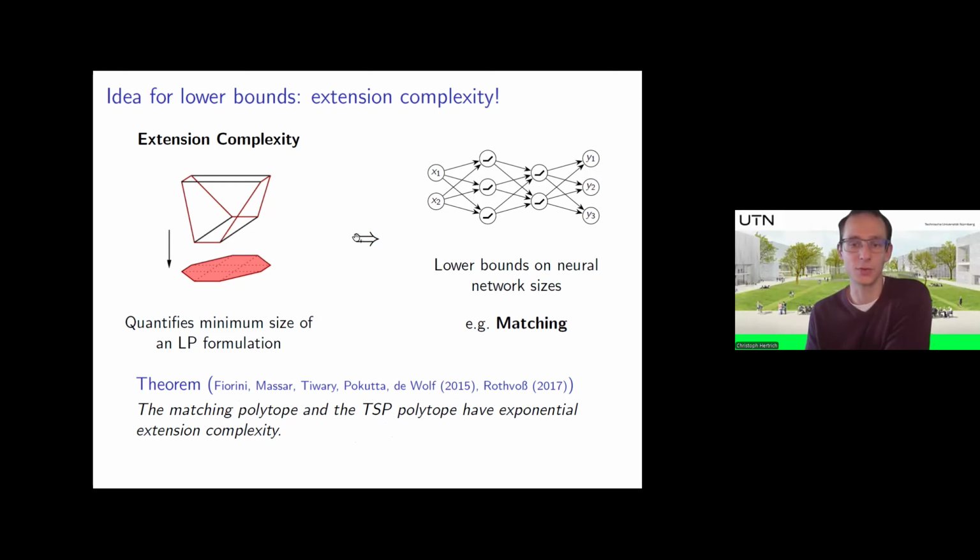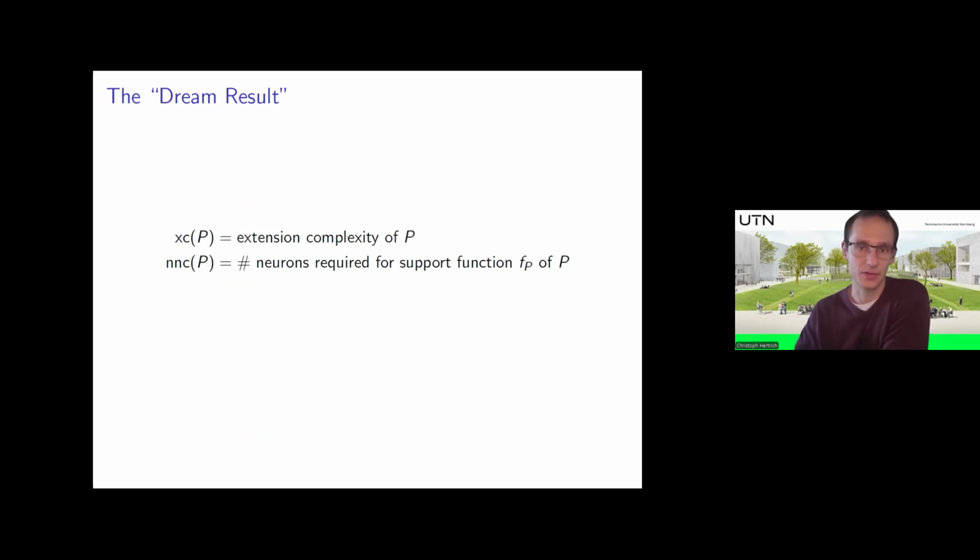And now the vision would be to use these strong celebrated lower bound results for the extension complexity to also say something about the size of neural networks. And that way we could, for example, find a problem like matching, which we can solve in polynomial time, but maybe not with a polynomial size neural network. So that's the idea. Okay, so let's say it's not only the idea, let's say that's the dream, because I like lower bounds so much that I dream of them.